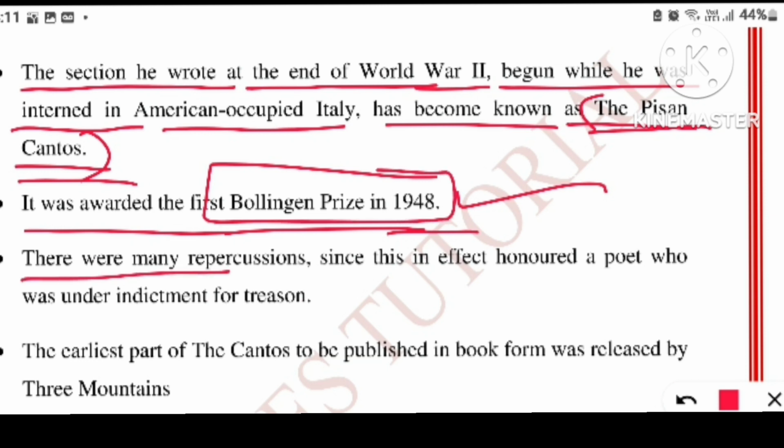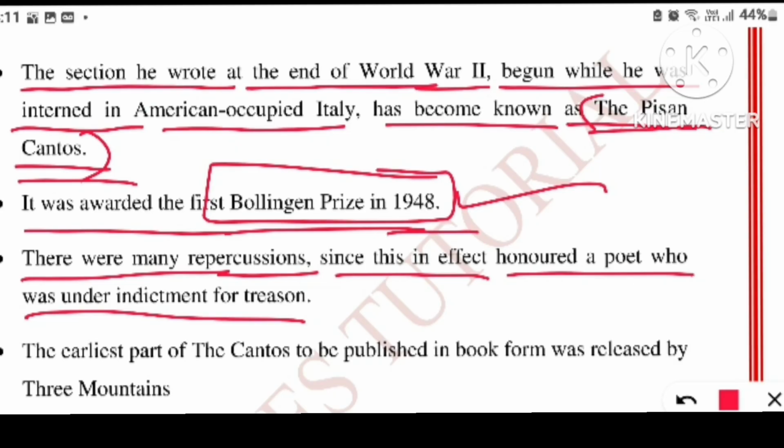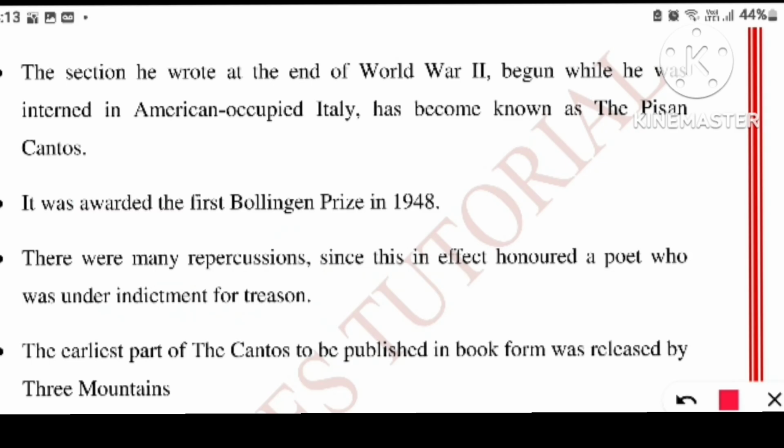There were many repercussions since this in effect honored a poet who was under indictment for treason. See, friends, people accused Ezra Pound of treason against his own country. That is, he was expatriated because people thought that he had betrayed his own country, so he was thrown out of that place. This was not true, but people believed so, so it is mentioned here.